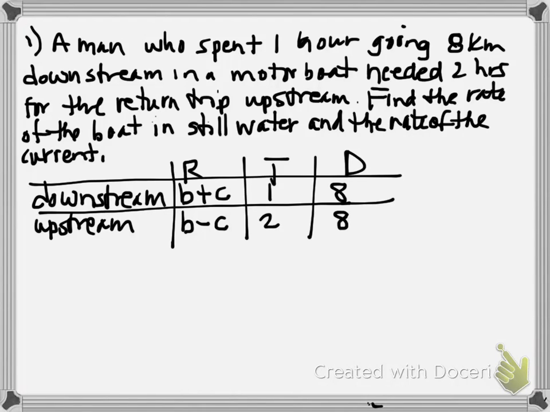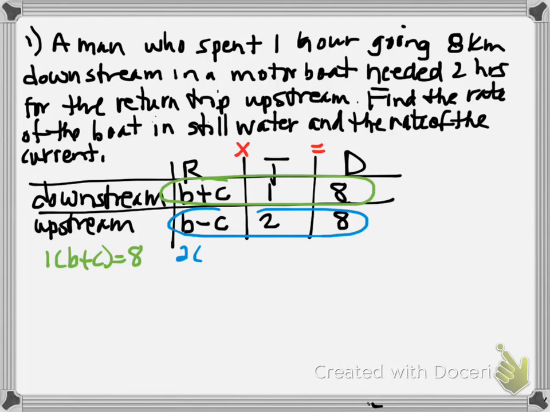Now, in your chart, remembering that rate times time equals distance, right there you have your two equations. There's equation 1: 1 times the quantity B plus C equals 8. And here's the second one: 2 times the quantity B minus C equals 8. Alright, so one of the highlights to look for in this kind of problem is we have two choices. We can either distribute and then figure out what to multiply one or both equations by to get a match, or look for this little trick.